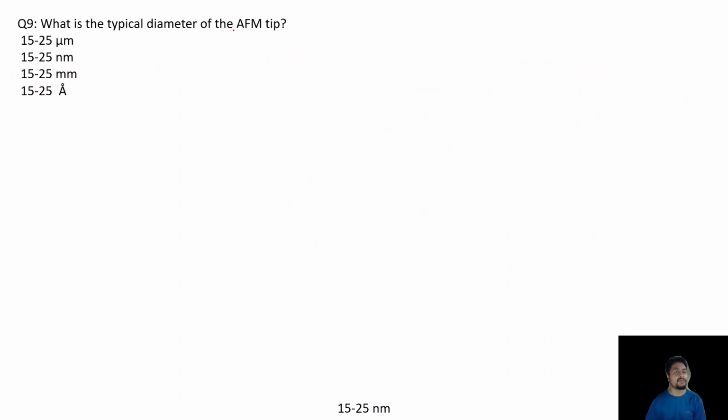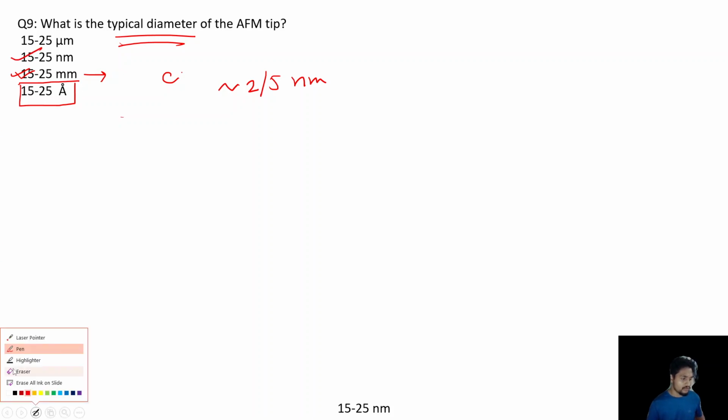What is the typical diameter of the AFM tip? Normally it is in the nanometer range, right? Angstrom range is not possible to achieve. Typically it should be as low as possible, but after 10 to 15 nanometers it is not possible. Using carbon nanorods and CO, one can reach 2 or 5 nanometers, but the typical diameter is 15 to 25, not millimeter. Sorry, my mistake. It is in the nanometer.